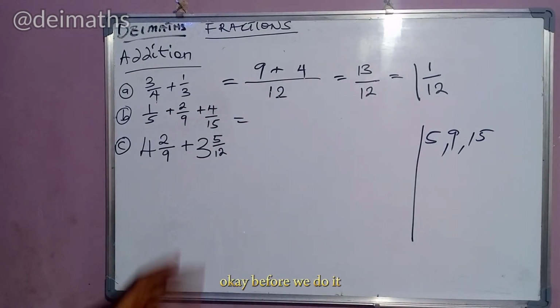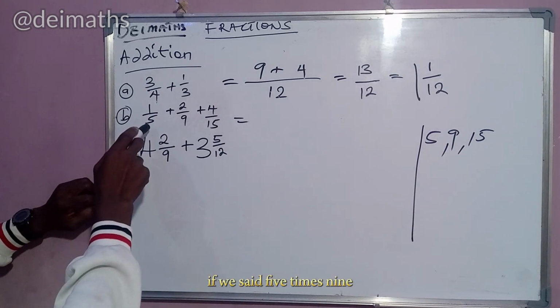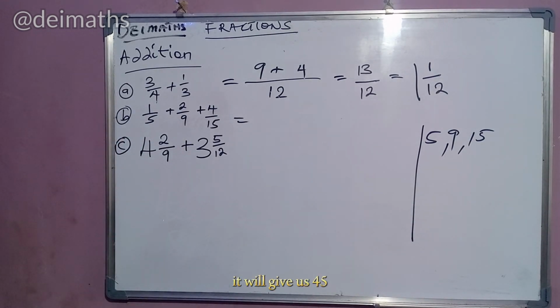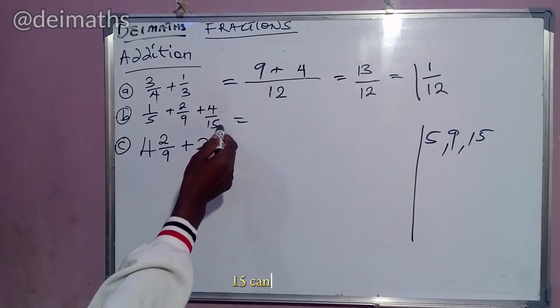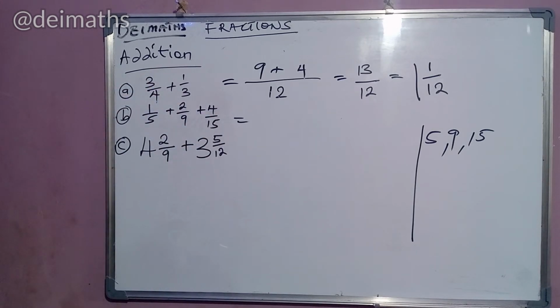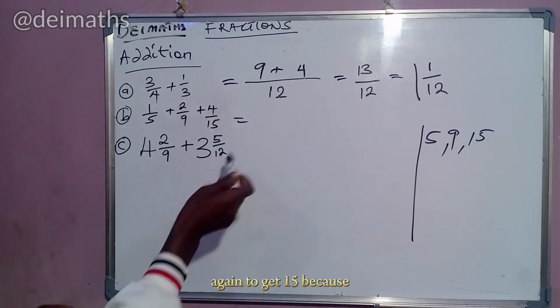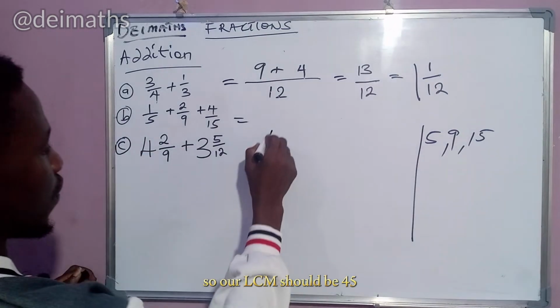Okay, before we do it, let me show you something. If we said 5 times 9, it will give us 45. And as we know, 15 can divide 45. Therefore, we are not going to multiply again to get 15, because 15 can divide 45. So our LCM should be 45.